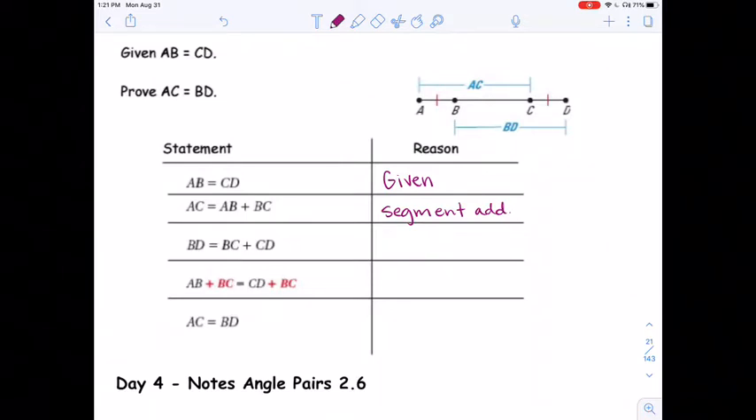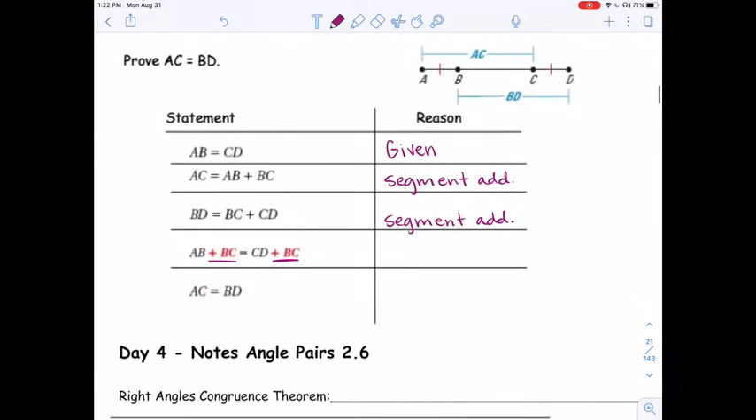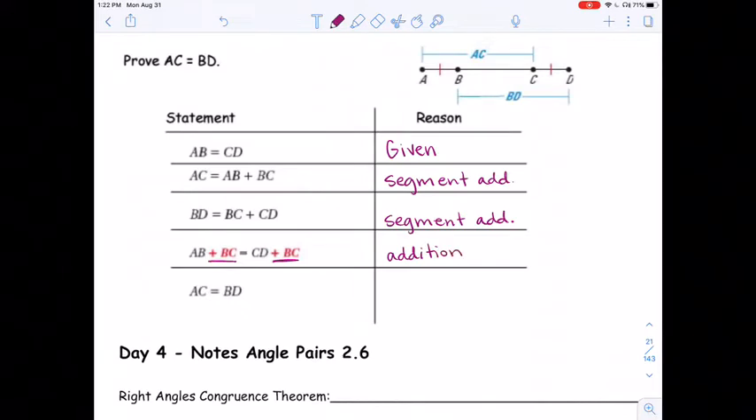BD is equal to BC plus CD. It's the same thing. The two smaller segments add together to give us the larger. Now you'll notice here AB plus BC is equal to CD plus BC. We have this highlighted in red to emphasize that we are adding the same thing to both sides. And whenever we add the same thing to both sides, this is our addition property of equality.